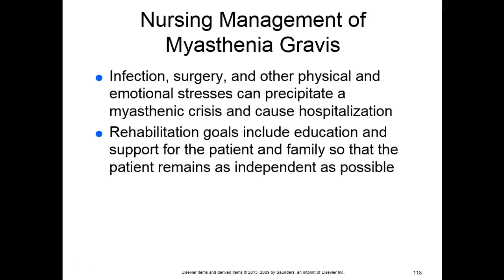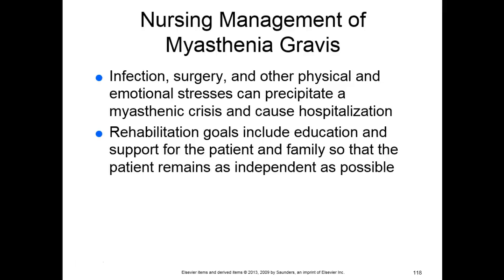Infection, surgery, and other physical and emotional stresses can precipitate a myasthenic crisis and cause hospitalization. During the crisis, frequent monitoring is essential because the patient's ability to swallow and breathe on his own are seriously compromised. Suctioning, tracheostomy, and artificial ventilation may be necessary to maintain life until the crisis is over.